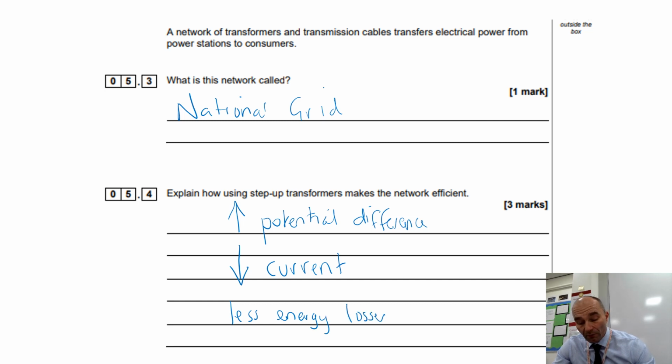So it means that this is how our network's more efficient, because we have less energy losses to the atmosphere, or in terms of heating the cables. That is just wasted energy, and that's where your third mark comes from. So we're talking about less energy is dissipated.